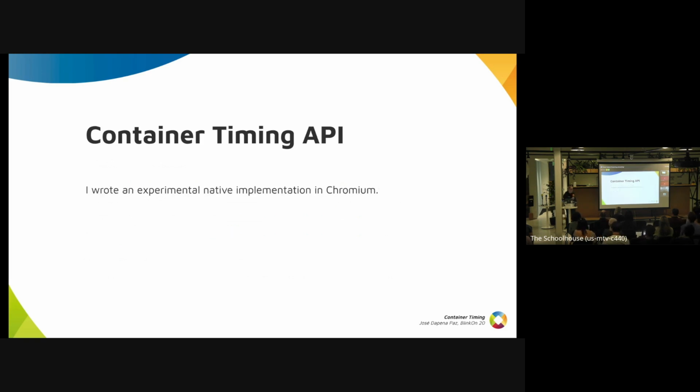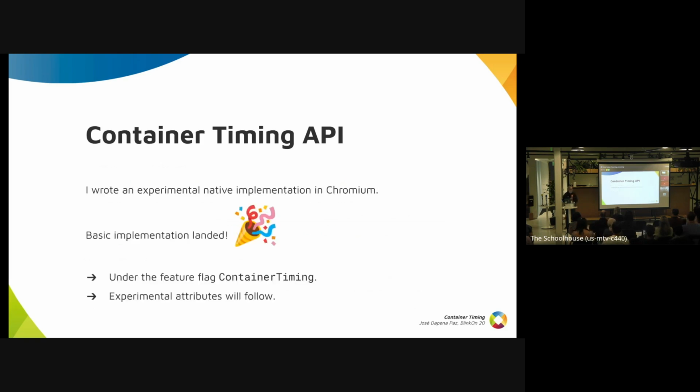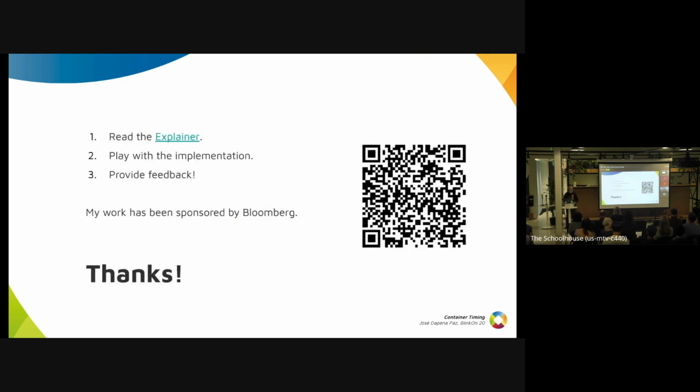Okay, so I wrote an experimental native implementation in Chromium, and yeah, the basic implementation has landed. If you want to try it, you need to enable the feature flag container timing, and yeah, more experimental features and attributes will follow after that.